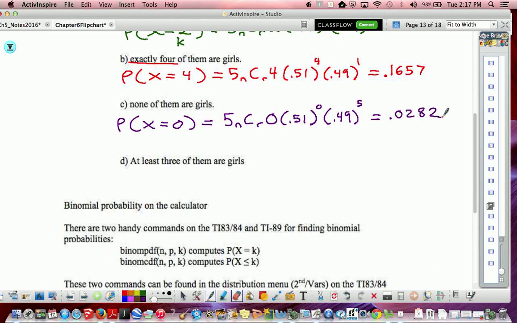So none of them girls. 5 choose 0. 0.51 to the 0 times 0.49 to the 5th power. Because none of them girls, all boys. Poor mom. True. True, right?